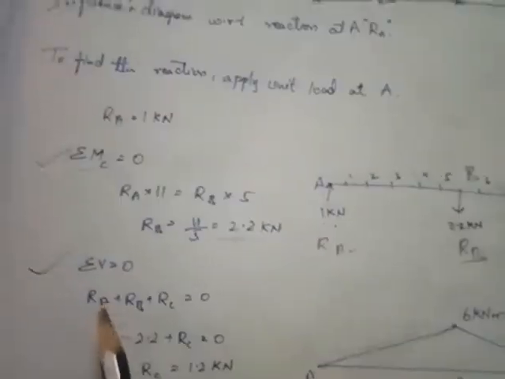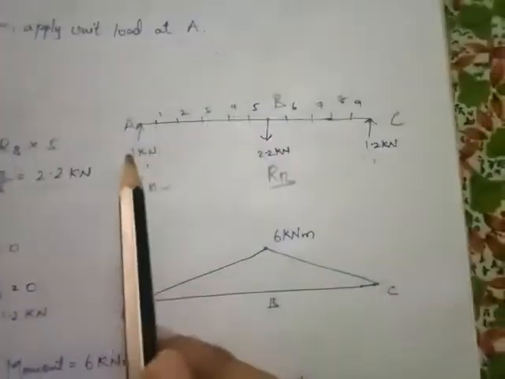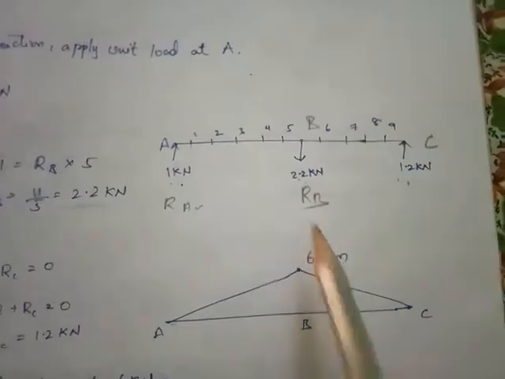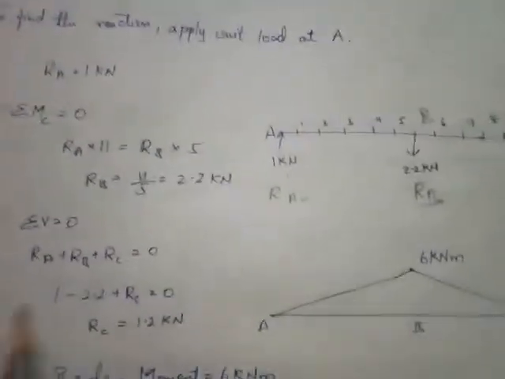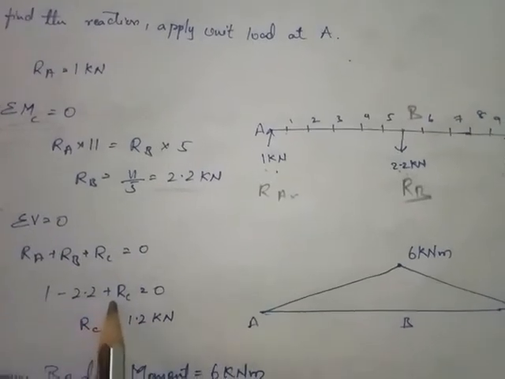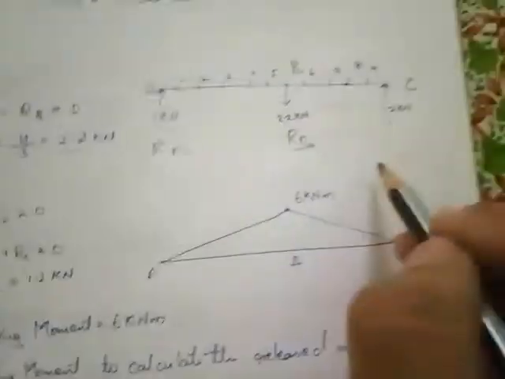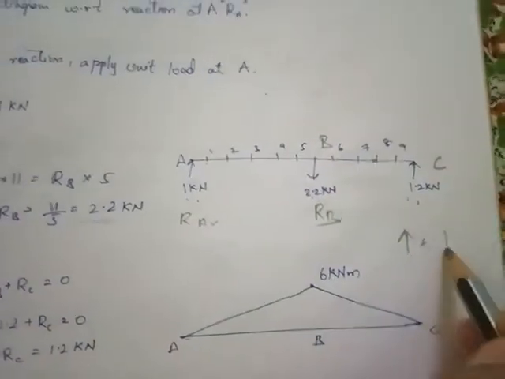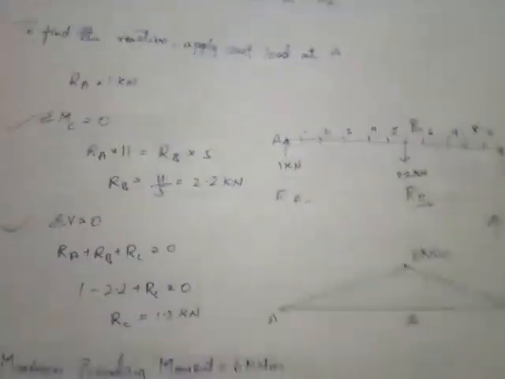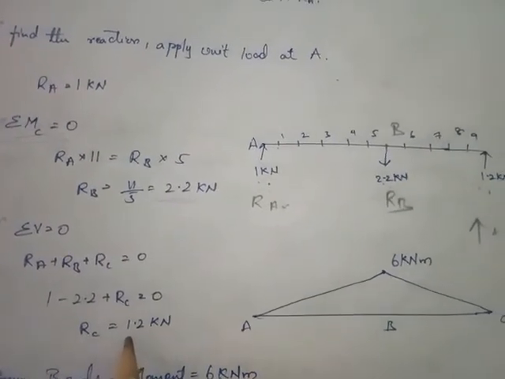So next, the sum of vertical forces is equal to 0. As this force is acting upwards and this is acting downwards, we will take RA plus RB plus RC equal to 0, that is 1 minus 2.2 plus RC. Upward forces we are taking as positive here, and downward forces as negative. From this we find the value of RC, that is positive 1.2, which is an upward force.